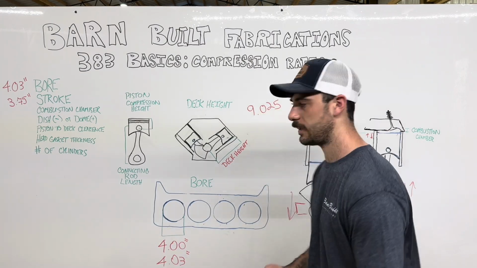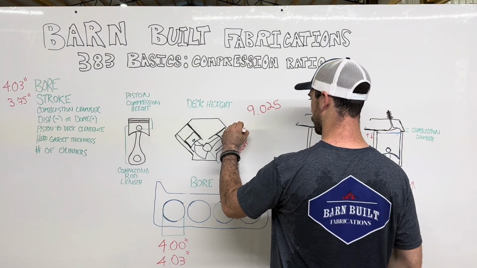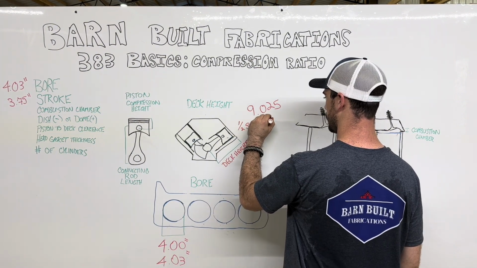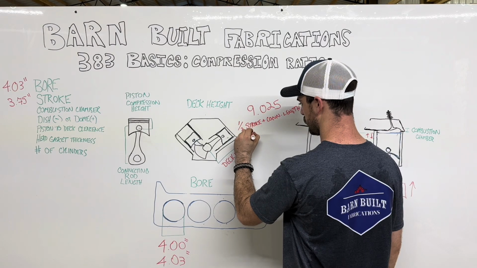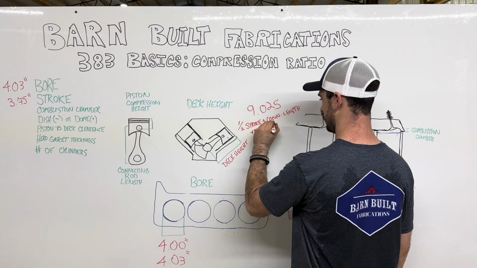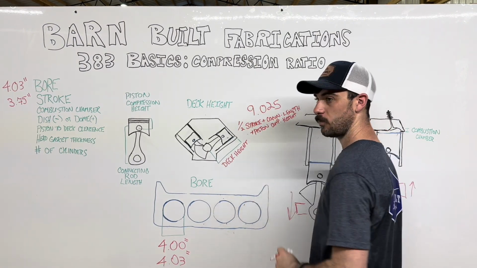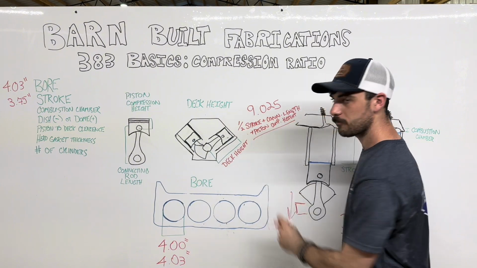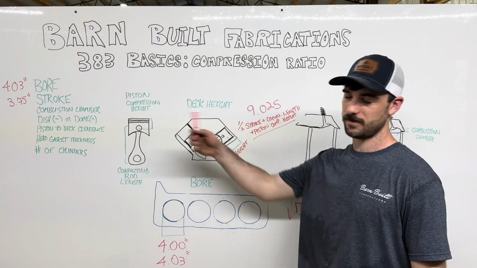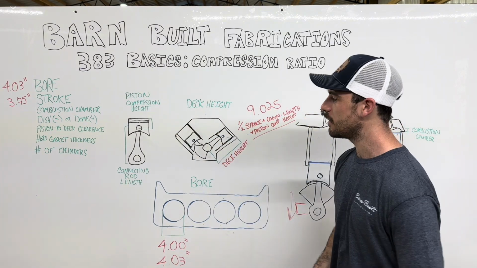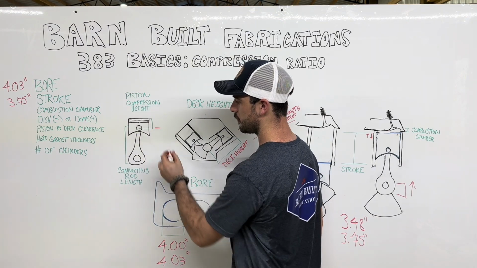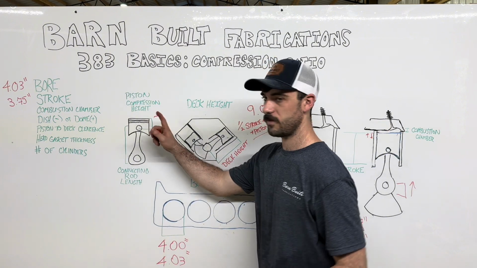So what you want to do is you want to do half your stroke plus your connecting rod length plus your piston compression height, which brings us to our next thing that we need to know: piston compression height. What is piston compression height? Piston compression height is the distance from the center of your wrist pin to the top of the piston.